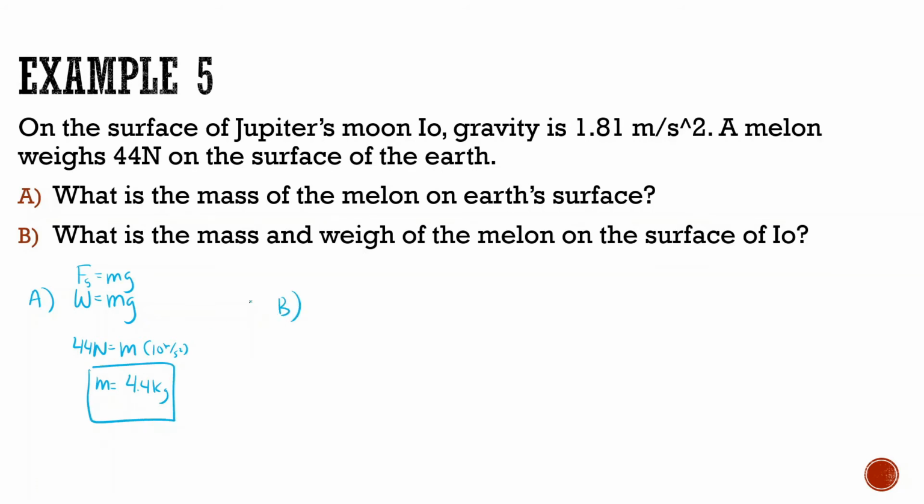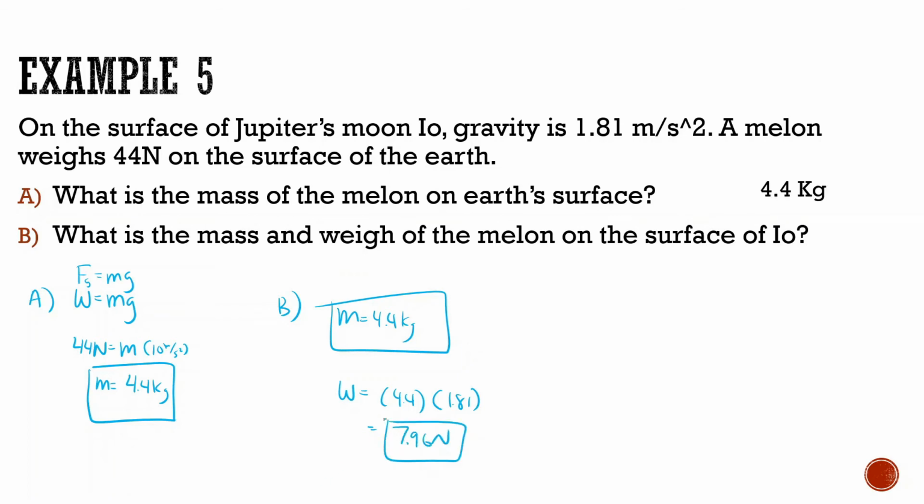Part B is going to be similar. It says, what is the mass and weight of the melon on the surface of Io? What we should know is that the mass stays the same no matter what. The stuff, the amount of atoms, everything like that is going to stay the same. So it's still going to be 4.4 kilograms. However, since there's not as much gravity on Io, we know that the weight is going to be equal to the mass, 4.4, times the gravity of Io, which is 1.81. So the weight's going to be a lot less. 4.4 times 1.81 is equal to 7.96 newtons. Okay? Hope that made sense. Okay, moving on.